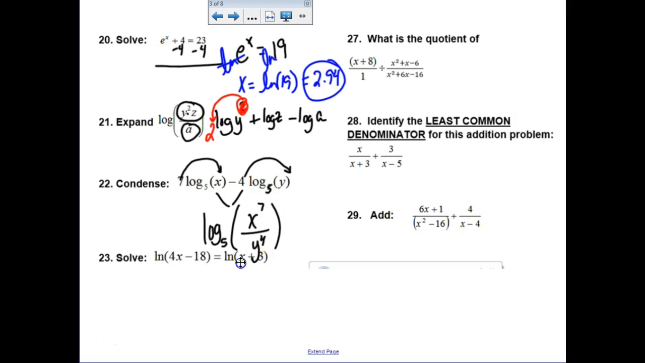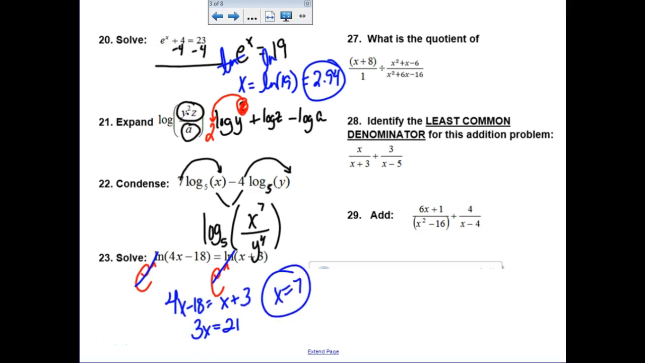Logarithms. In order to undo a logarithm function, you need to exponentiate. So the base of a natural log is our number e. So if I raise each side of the equation with an e, this is kind of beautiful because they both end up canceling. So all you have to do is solve 4x minus 18 equals x plus 3. So 3x equals 21 and x equals 7. That's a nice easy question. I like that.